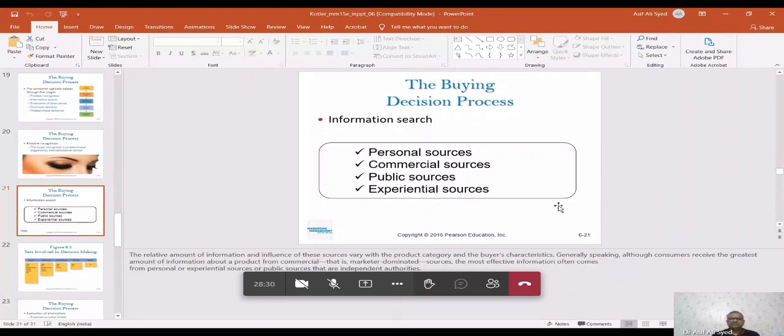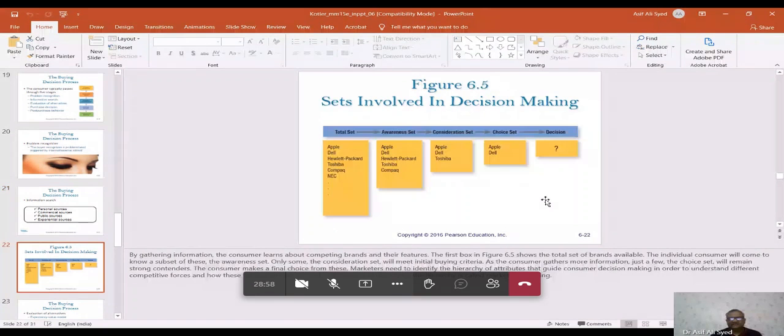So then we come to looking at the buying decision process. Now the buying decision process involves something called the information search. There are personal sources, commercial sources, public sources, and experiential sources, which basically help in doing the information search. Now, there are certain sets involved in decision making. Let's say, for example, you want to buy a computer.